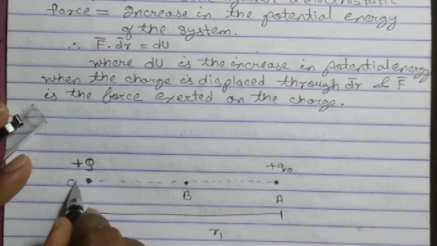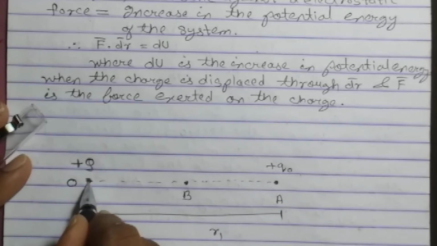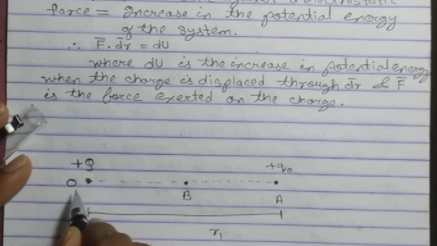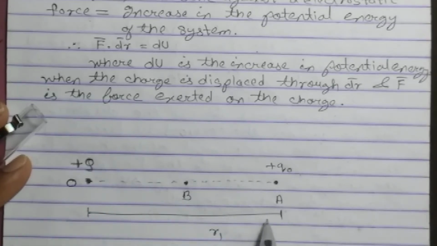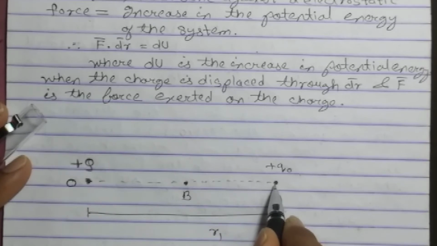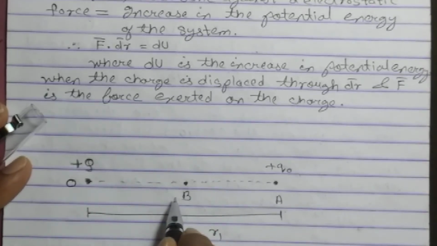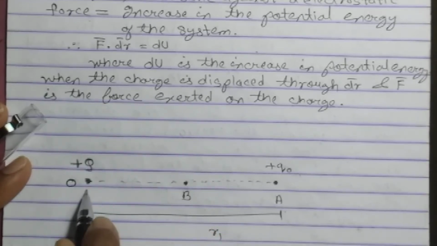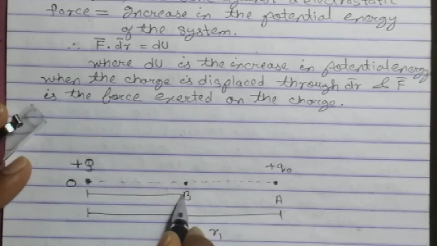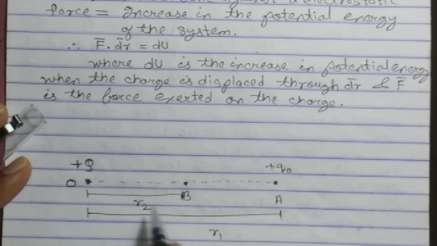If I consider this point charge plus Q at the position of origin, initially point A is at a distance R1. If I shift this particular point charge plus Q naught from point A to point B, okay, so point B is at a distance from origin of R2.